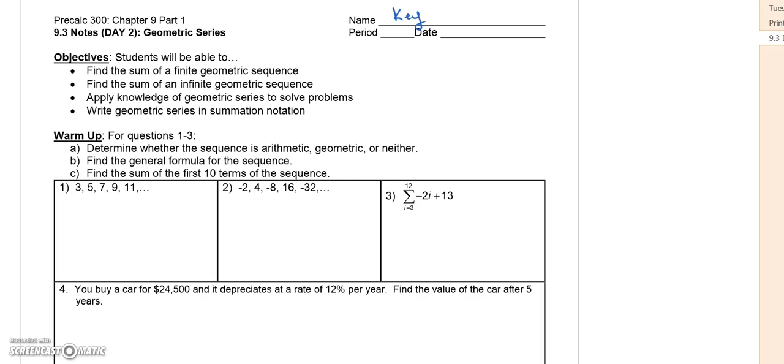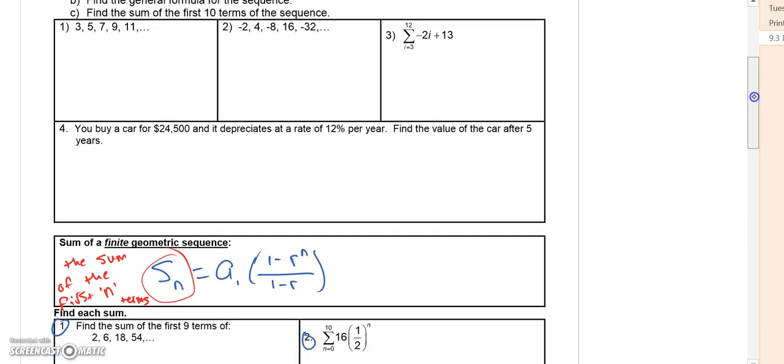Today we're talking about geometric series, so day 2 of geometric. Remembering that geometric means we're multiplying, like an exponential function, whereas arithmetic was adding, like a linear function. So I'm going to get through these as quick as I can.